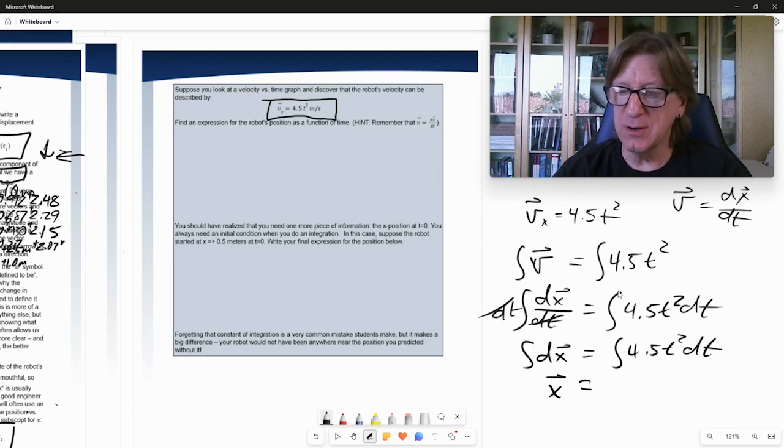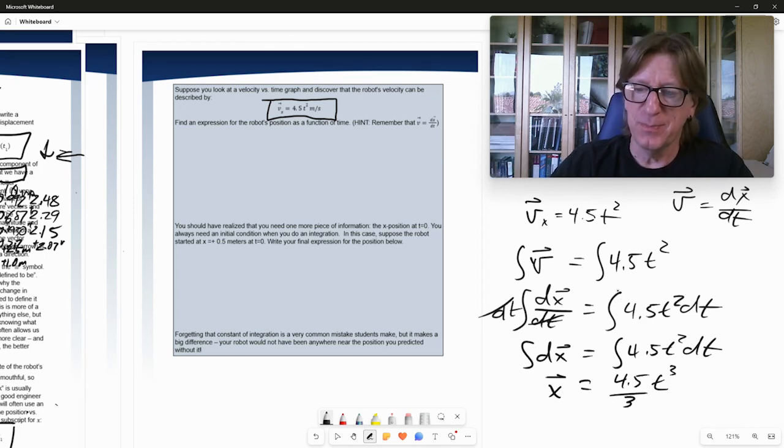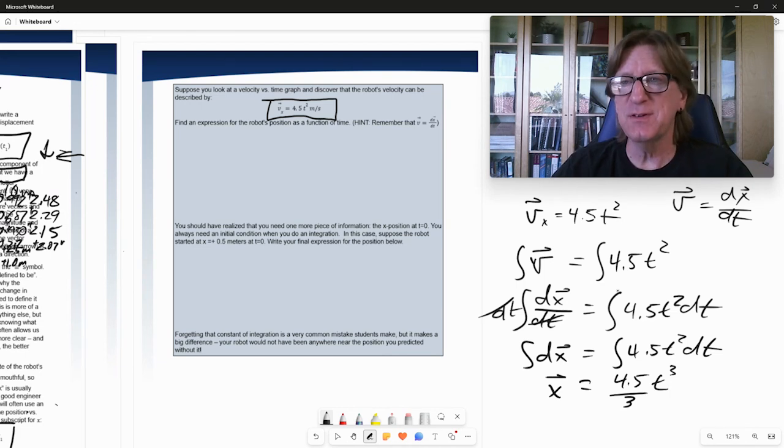Now I can do the integration, and if you don't remember how to do that, probably a good time to review it. My exponent is going to go up one, so I'm going to have a t cubed. And then I'm going to divide this constant by that. So I'm going to have a 4.5 divided by 3, which of course is 1.5. But we're not done. What's missing from this? It's an indefinite integral.